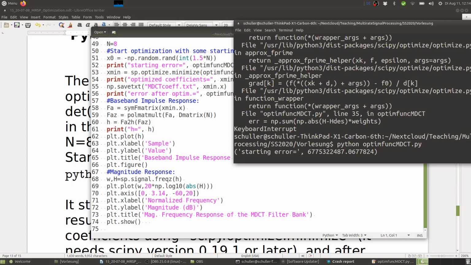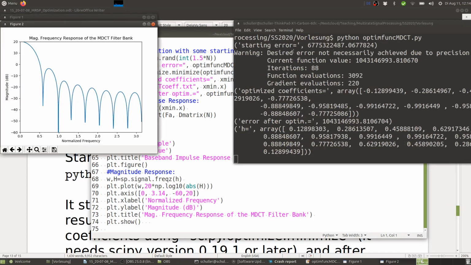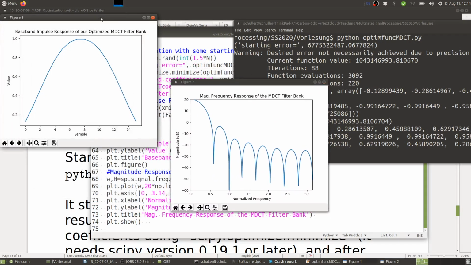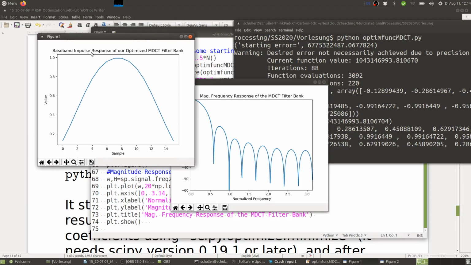Kind of interesting. It takes a long time. Oh yeah, now you got the result. So here you can see now the result. In figure 1 you can see the resulting baseband prototype, baseband impulse response of our optimized MDCT type filter bank. Right. So it almost looks like a sine window, but not quite. So it looks a little bit more flat here.